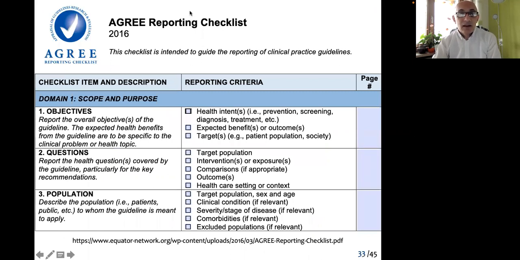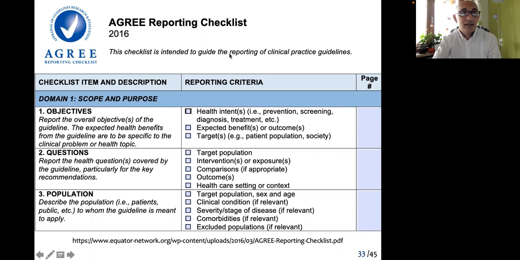Also, for the guidelines, we have a checklist, a guideline for reporting guidelines. The guideline of reporting guidelines is called the AGREE checklist or the AGREE guideline.